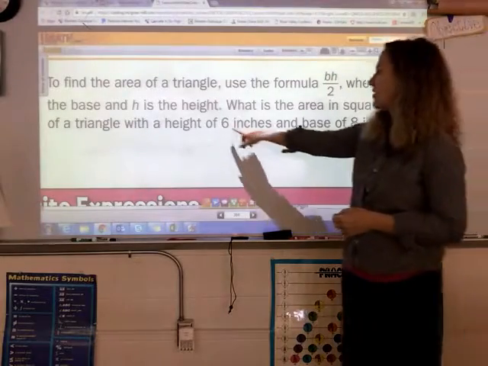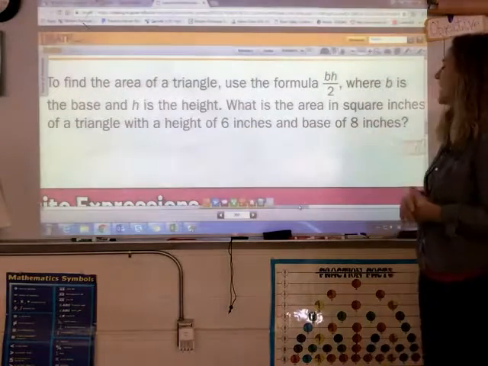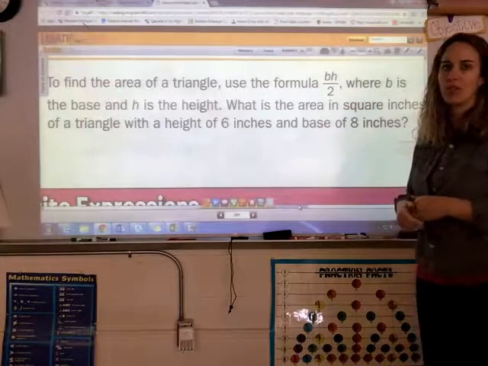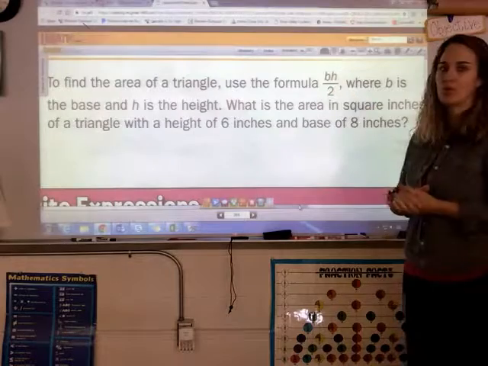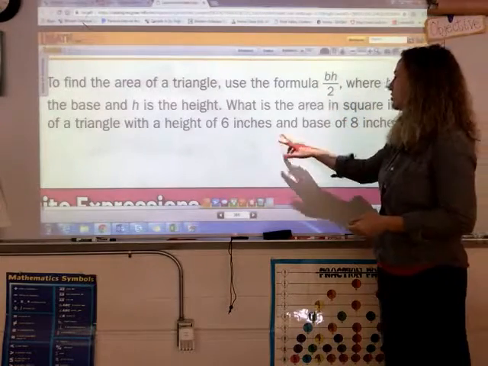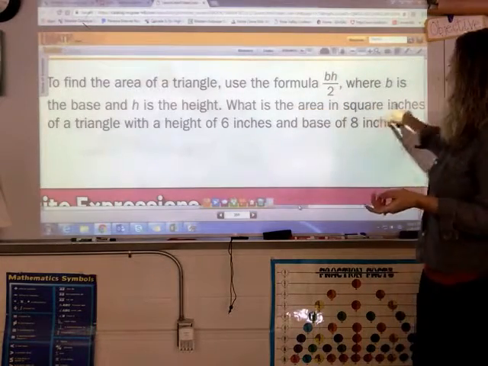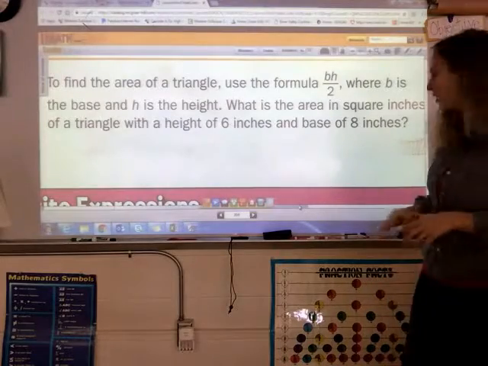We can see down here that they're giving us the height of 6 and the base of 8. So one of the things that we would do is plug in the values of 6 and 8 for our base and height. So I'm thinking 6 times 8, which would be 48, and then 48 divided by 2 would be 24. So what is our area in square inches? We would have 24 square inches.